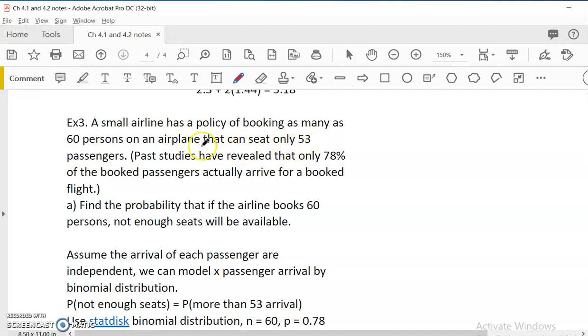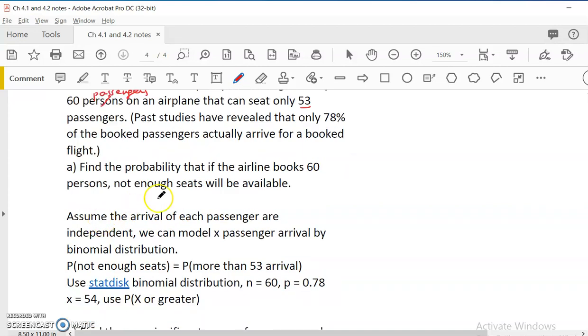This airplane can only seat 53 passengers, but because some of them might not come, with a 78% chance for each that they do come, they book more. They book 60 passengers on the airplane. So we want to find the probability that if the airline books 60 passengers, there is not enough seats.